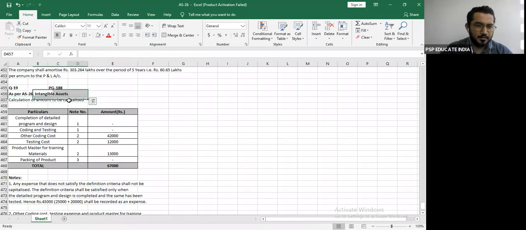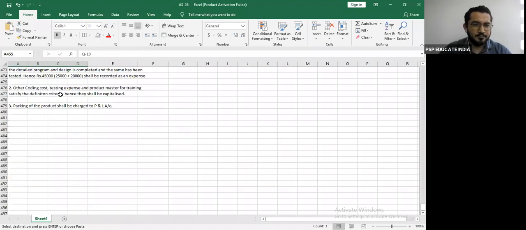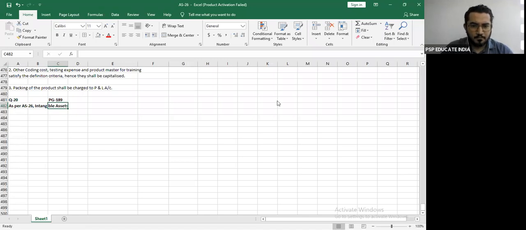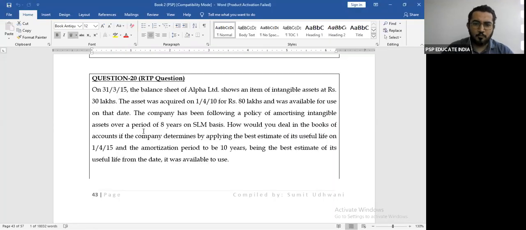Question 20 on page 189. Okay, let's come to question number 20. Now, please understand this question. It's an interesting question, but a very simple question.